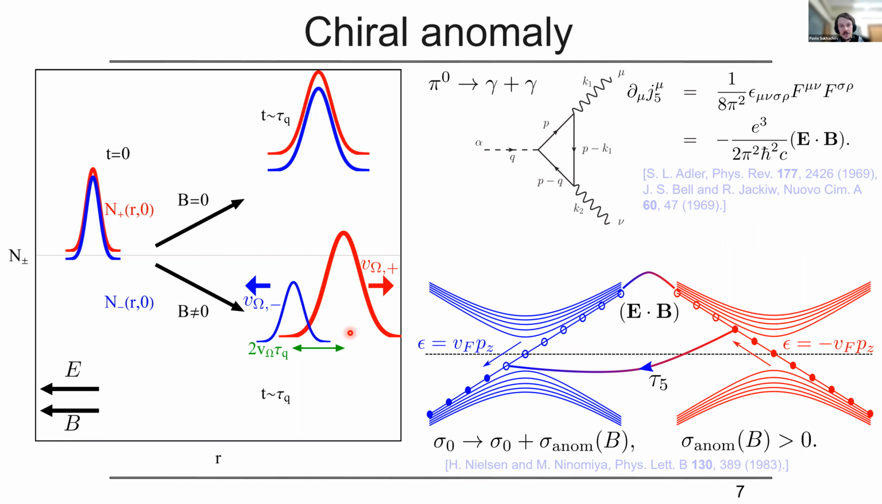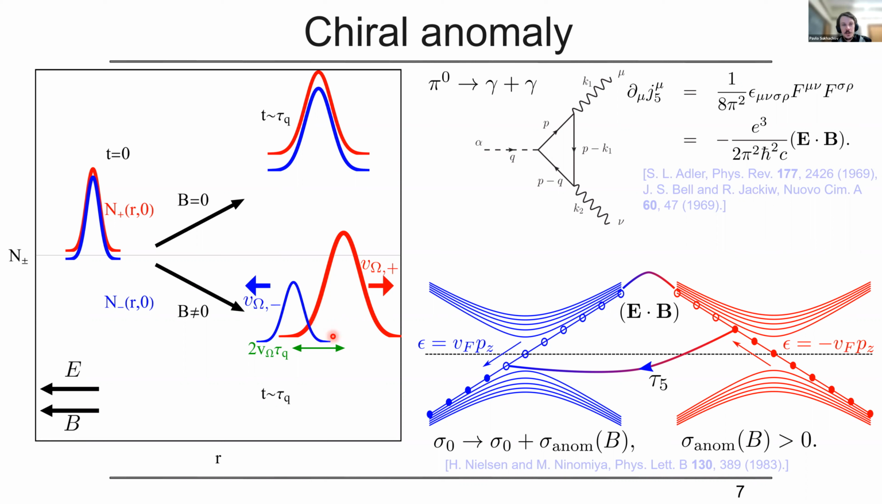Therefore, our wave packets will start to separate in coordinate space due to this imbalance of velocities, and the populations will become different because of the chiral anomaly. And what do we have here? We have electric charges, indeed, these charges are still electric, that are moving in opposite directions in coordinate space, and this is nothing else than an electric current.